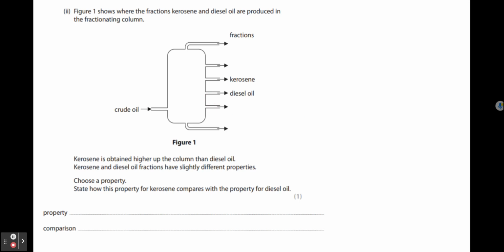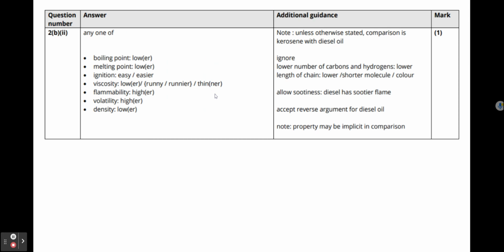Then on to fractional distillation. It says in the question, figure 1 shows where the fractions kerosene and diesel oil are produced in the fractionating column. Kerosene is obtained higher up the column than diesel oil, and kerosene and diesel oil fractions have slightly different properties. It says choose a property and state how this property for kerosene compares with the property for diesel oil. So what could we choose? Any of these: boiling point, melting point, ignition, viscosity, flammability, volatility, and density.